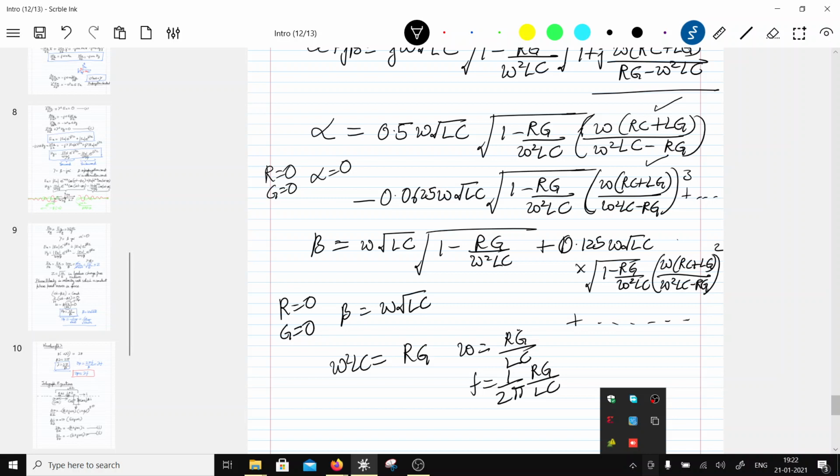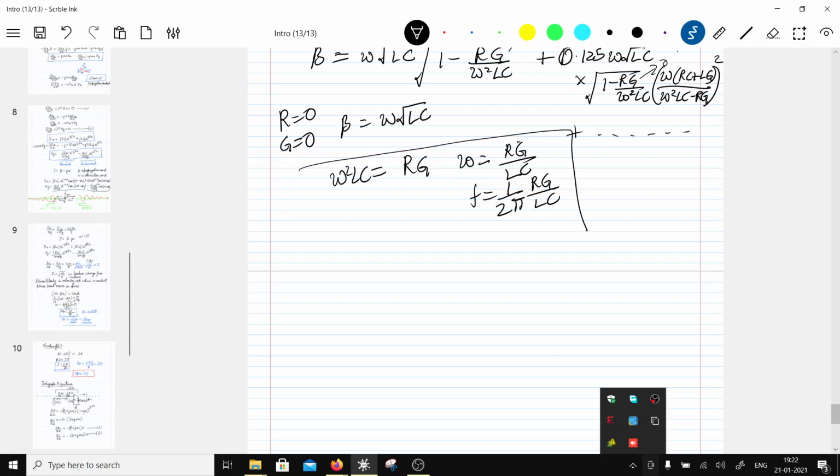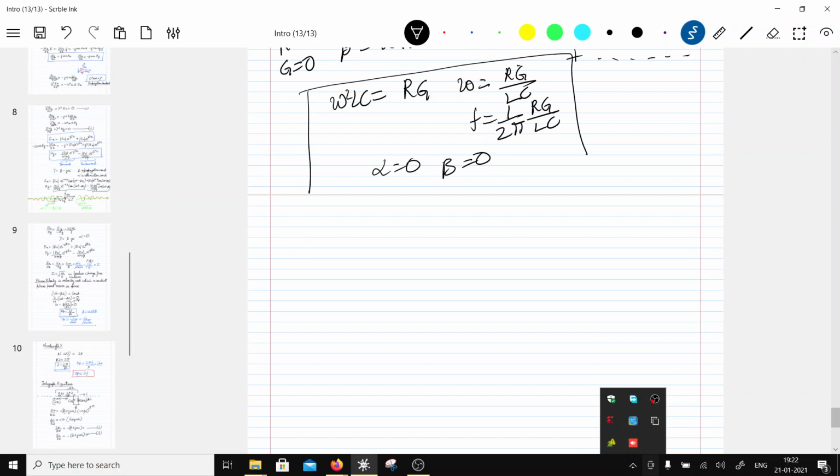The attenuation constant... let me see this again, omega square LC. No, it will become 1 minus 1 term, so this term will take it to 0, and this term will take it to 0, and similarly over here beta will become 0 because all these terms are taking it to 0. So if this condition happens, then alpha is equal to 0 as well as beta is equal to 0. That means that the transmission line has a frequency response, right?